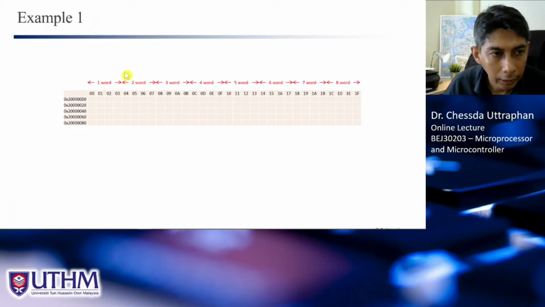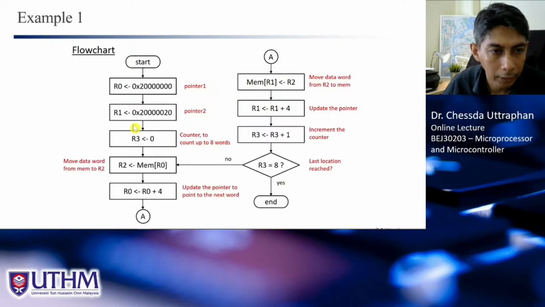So what we need to know is the size of our data, from location 0000 here until 1F here. So it is 8 word size, or 16 half word, or 32 byte, right? 32 byte. So with this information, we now can write our program based on this planning and the flowchart.